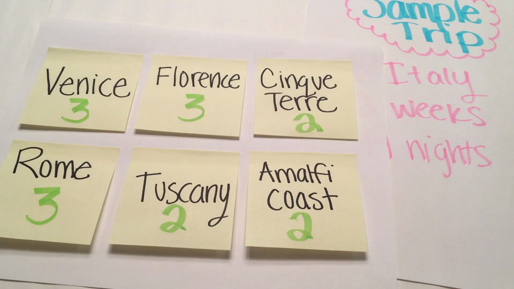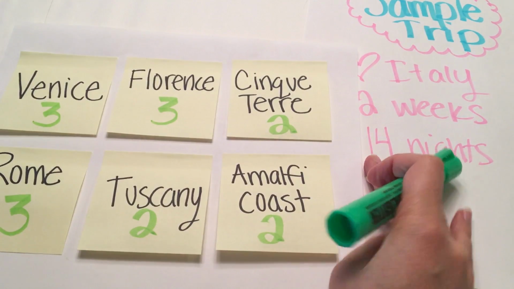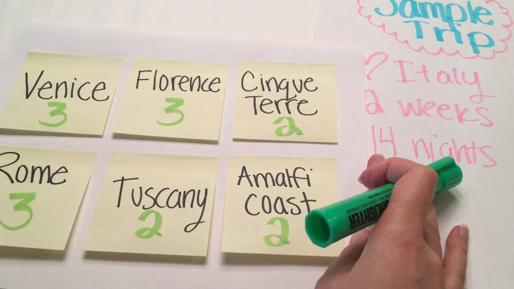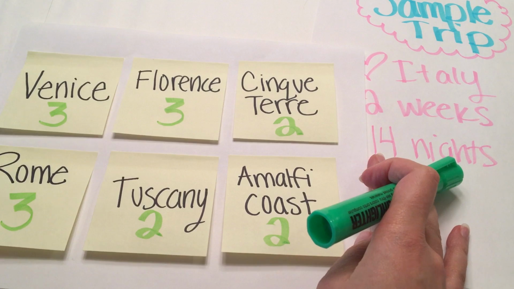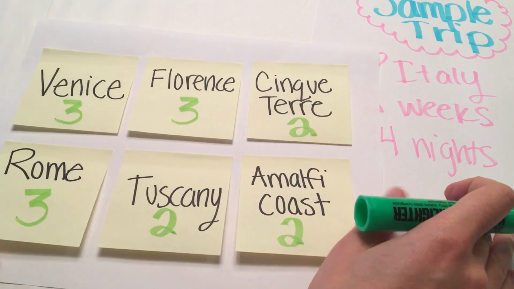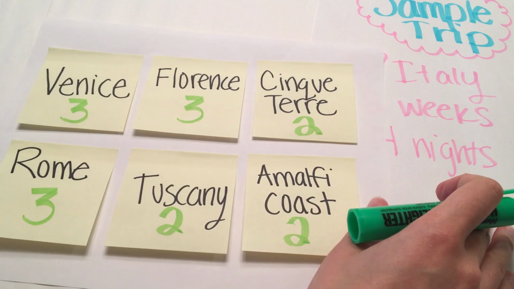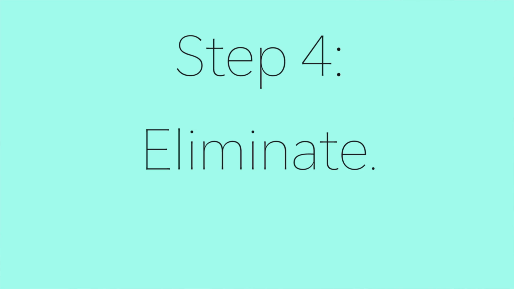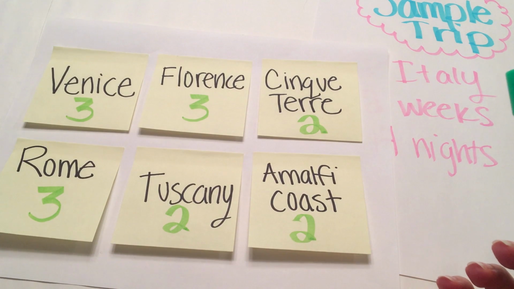Now, if you're doing the math in this, you'll notice that we are over those 14 nights. We only had 14 nights of vacation time, and yet we are at 15 nights on our plan here. So that means that's when we need to start to eliminate. And we're not going to eliminate numbers of nights in places, we're going to eliminate places.